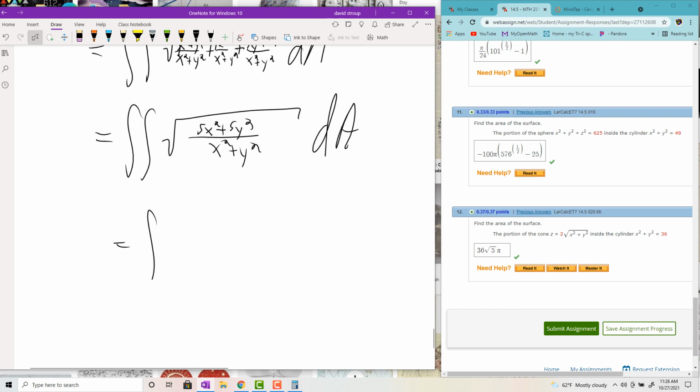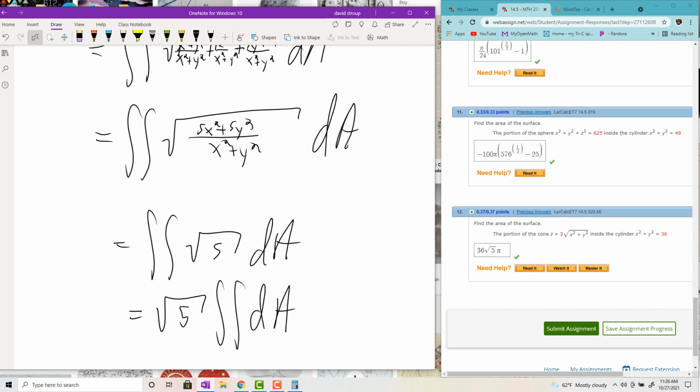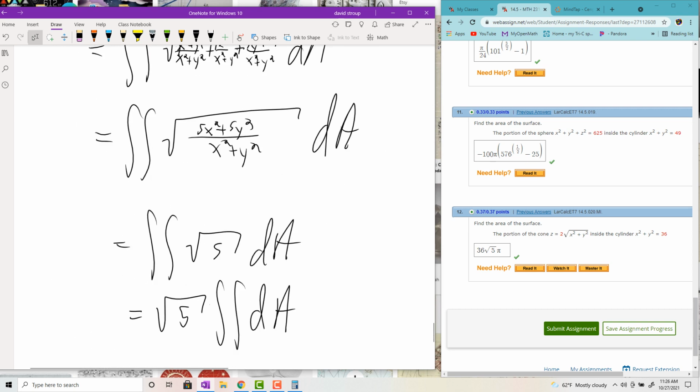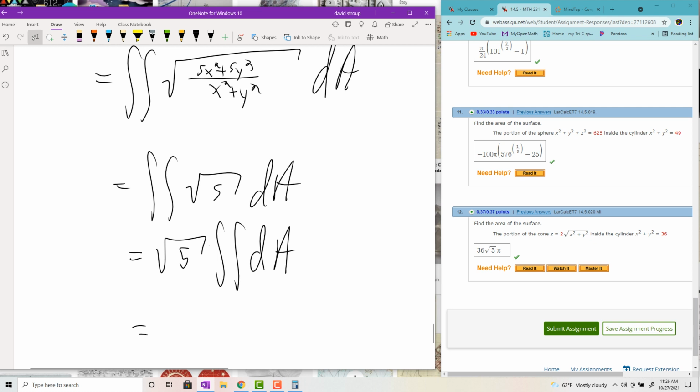So you're getting the double integral of, if you factor out the 5 in the numerator, you're just going to get square root 5. So the surface area is just square root 5 times that area that I'm integrating over, which was a circle. The area of that circle is pi times r squared. r is 6, so it's just 36 pi for that integral. So this will equal 36 pi square root 5. And you see that's the answer.